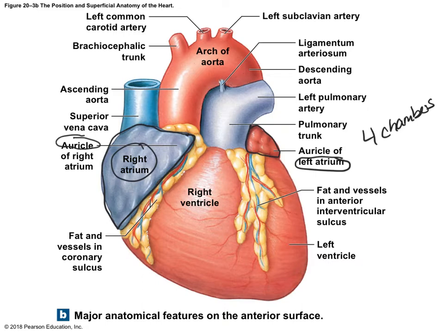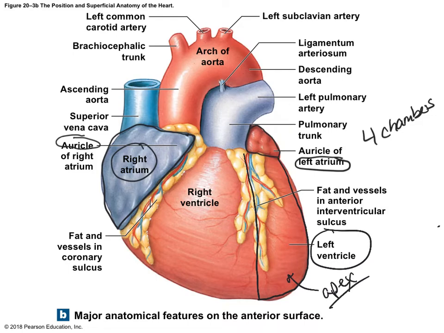The chambers that are more inferior to the atria are called the ventricles. And right here where you see this fat, that is in an indentation that separates the right ventricle from the left ventricle. So over here on the left side, we have the left ventricle. And also we have that apex, so we know where that apex is. That's the left side of the heart.